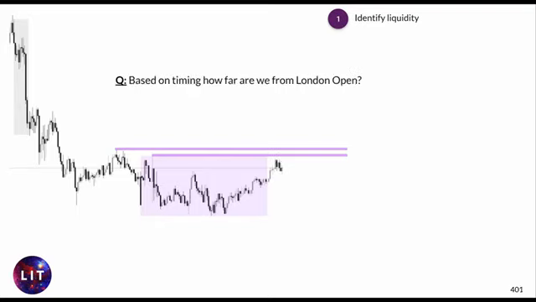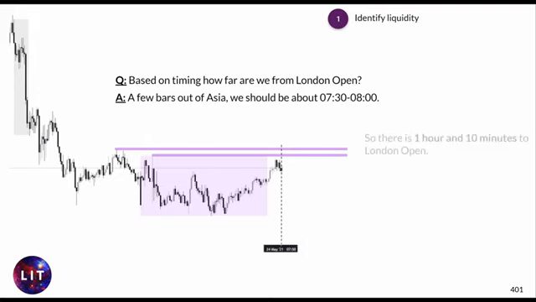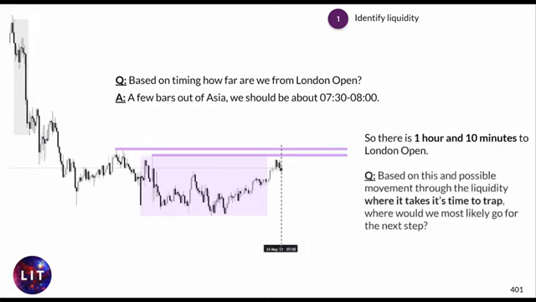Based on timing, how far from London open are we? Now we're putting stuff together and looking at the clock, right? And see, okay, this is 7:50. So technically 1 hour and 10 minutes before our ideal time window of London open trap time. So the question is then, how far will we go up? Or pretty much what should we cover before that?